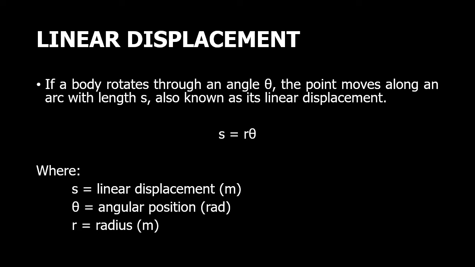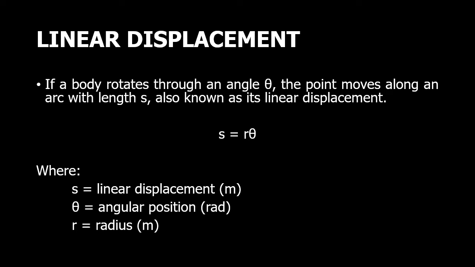So tingnan natin yung formula. S equals r theta, where theta is your angular position and r is your radius. So seems familiar, di ba? Dahil ang formula na to is just a derivation noong formula natin kanina for angular position. Pero dito, ang tinitingnan na natin is yung arc length, yung s, dahil iyon ang magsisilbing linear displacement natin.